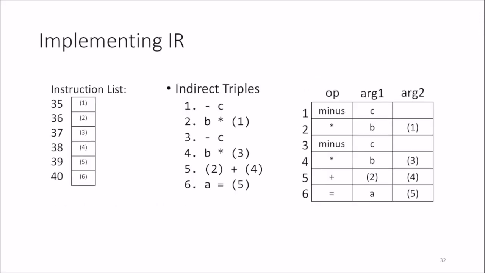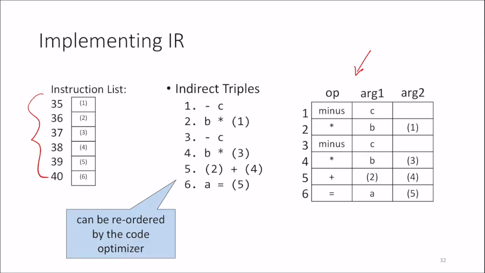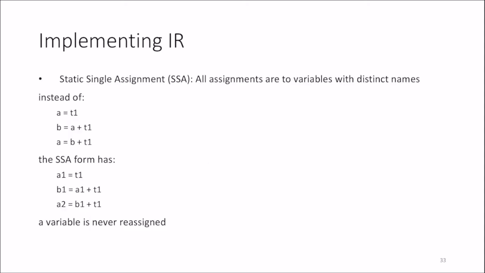Another idea in implementing this IR is you use the same idea as the last slide, and we have indirect triples. So again, the same idea as before. These indirect triples can then be stored using an instruction list, which can be reordered. So this allows a more flexible representation.